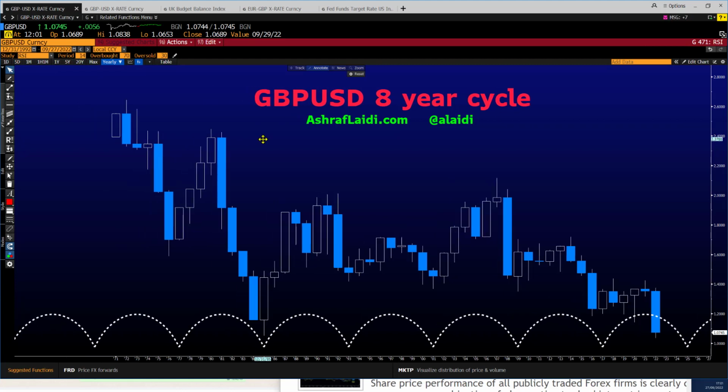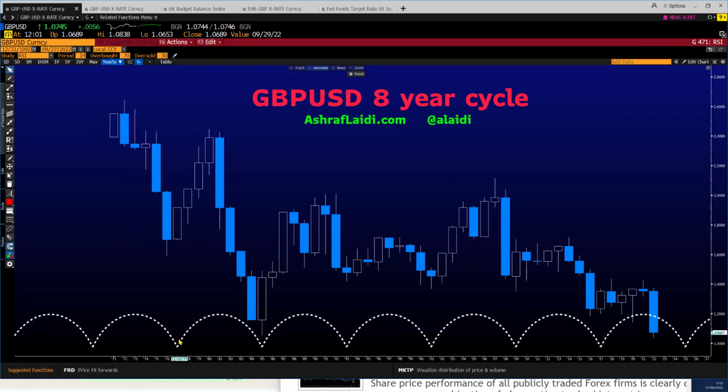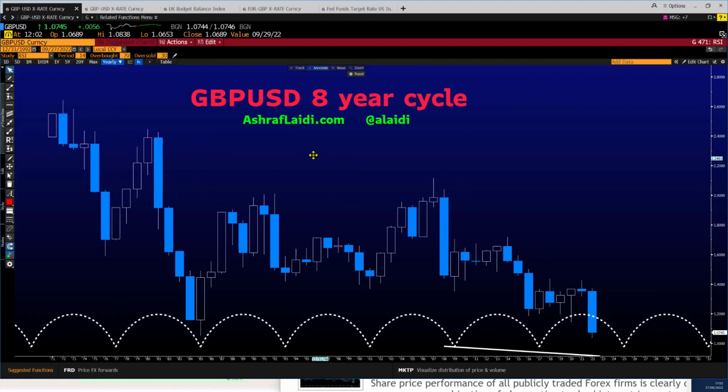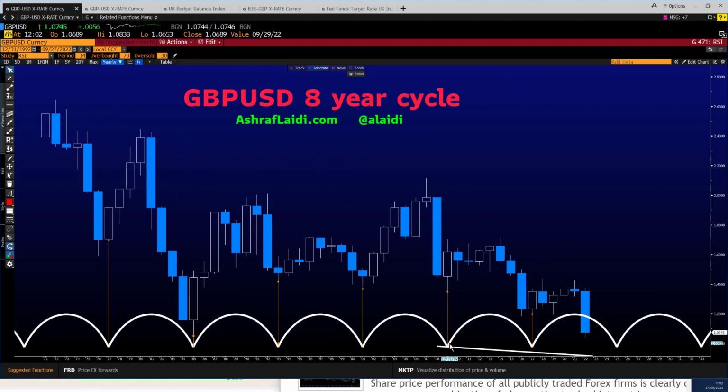If you look at this, I'm not going to go through the fundamental reasons why we had the lows, but just need to know that the UK is one of the few countries in the developed world that had two bailouts or two rounds of assistance from the IMF. Okay, but if you look at this, here are the lows. It's an 8-year cycle. What is interesting is that this is an 8-year cycle.